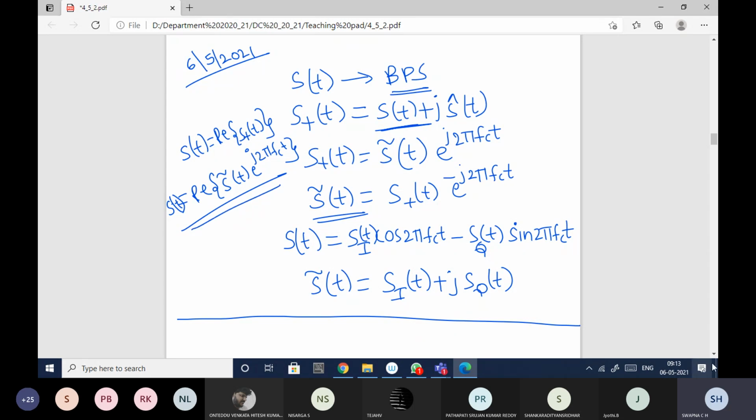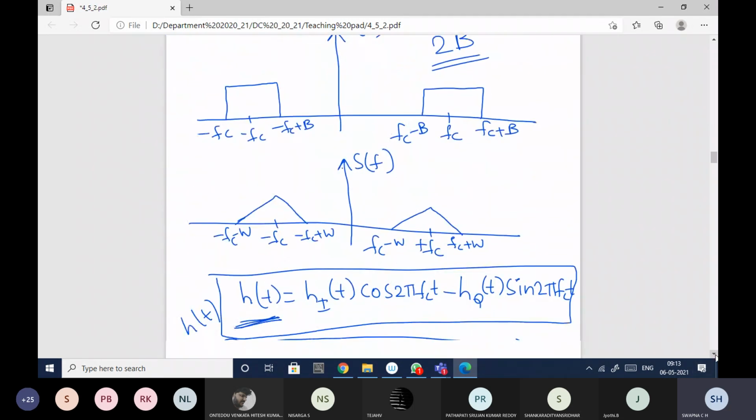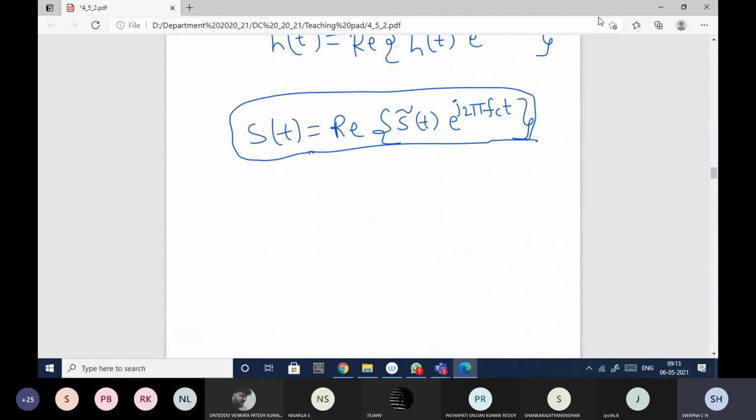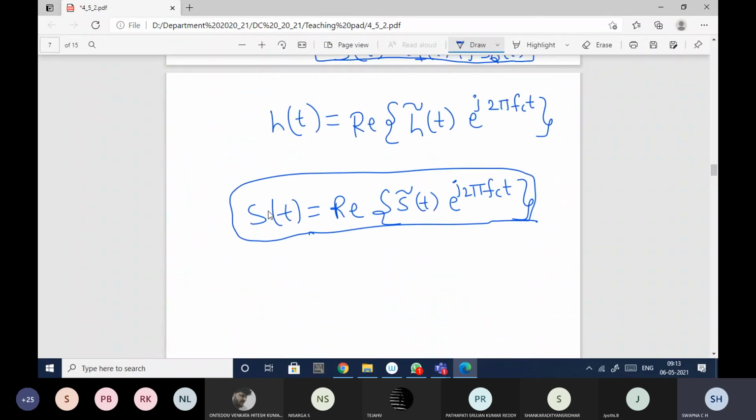The same thing I'm just comparing and writing for h(t). So the same equation, s(t) is equal to Re of s tilde of t e power j 2 pi fct, whichever I've derived before. Since this h(t) is also a bandpass system, I'm writing it as h(t) is equal to the real part of h tilde of t e power j 2 pi fct. So this and this you can compare using this equation only. I have written it for this also.